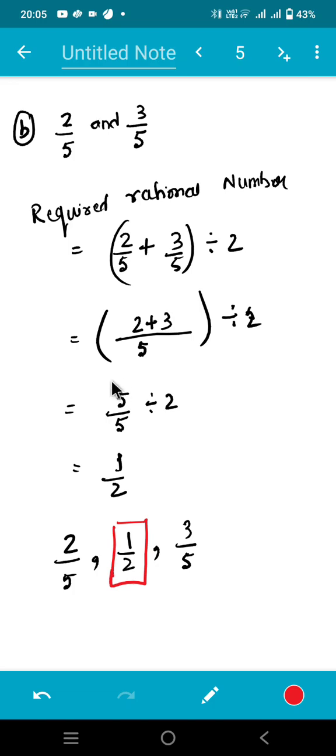Okay, I hope you have understood. So what we are doing here is, when only one rational number has to be inserted between the two given rational numbers, we are just adding the two given rational numbers and dividing the sum by 2. So that would be the required rational number. Okay, and this is how you have to represent your answer as well. Fine, I hope you have understood.